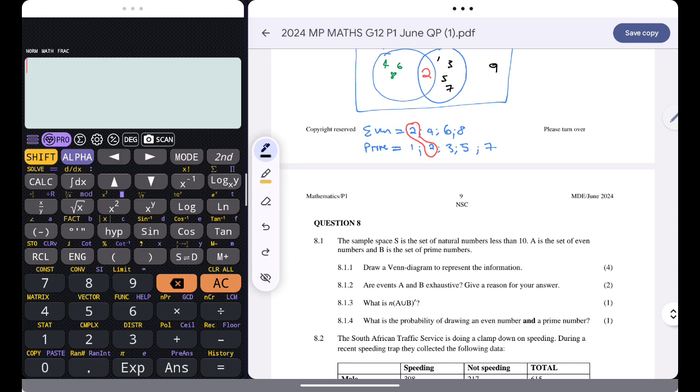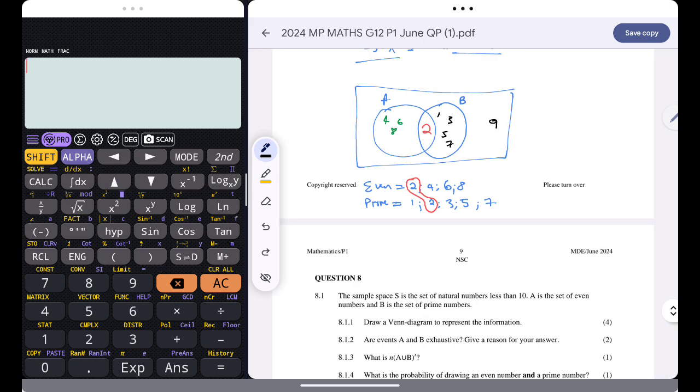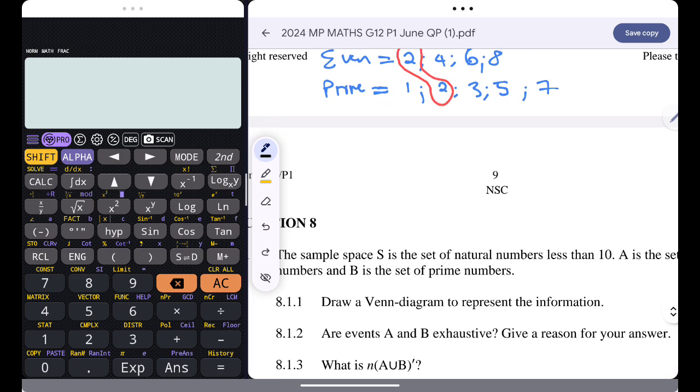Then we are being asked, are events A and B exhaustive? Give a reason for your answer. These events are not exhaustive. Why? Because not all the possible numbers we have belong to A and B only. We have a number that does not belong to either A or B. So they are not exhaustive. The reason, because the number of A or B is not equal to the total number in the sample space.